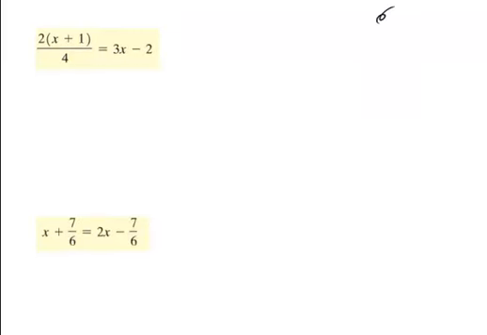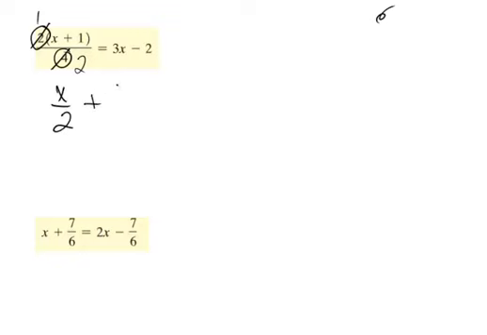Okay, so in my next problem here, I want to reduce this first. I know I can reduce that 2 and that 4. I can divide them both by 2. So 2 goes into 2 once, and 2 goes into 4 2 times. And then I'm going to think about what I call separating the fraction. If you notice, the 2 is on both parts. So I'm going to think of this as x over 2 plus 1 over 2 equals 3x minus 2.